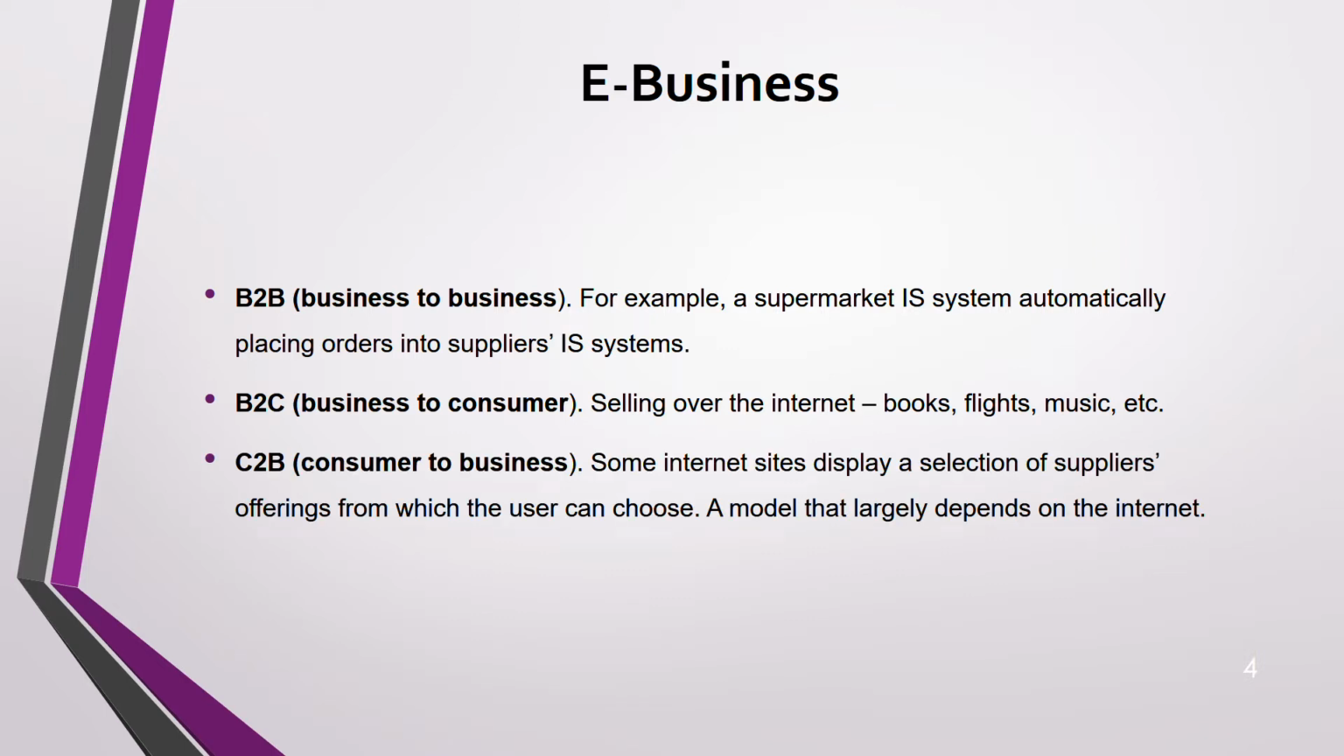Consumer to business. This is kind of little-known, which not many are aware of, or you don't know the examples for it. See, some internet sites display a selection of suppliers offering from which the user can choose. A model that largely depends on the internet. Here, the consumer is given to the business. What does it mean?